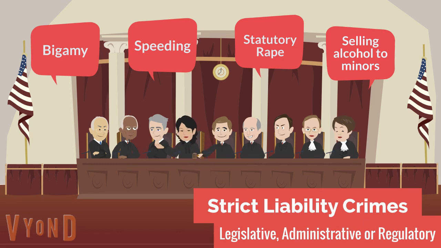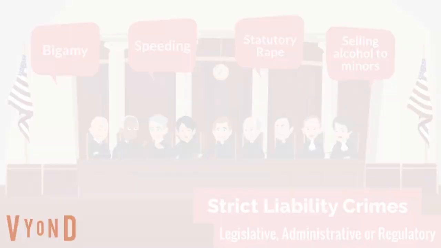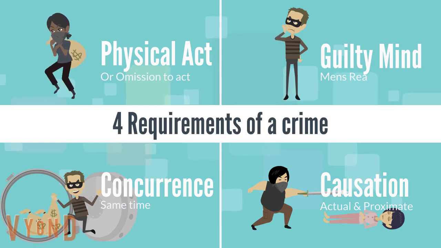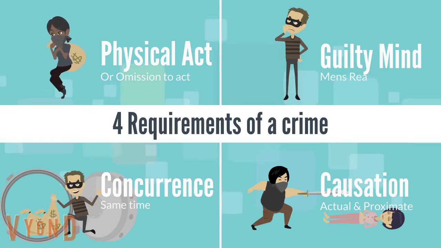Please note, the 4th requirement for a crime is that the act was the actual and proximate cause of the harm, however causation will be covered separately. So a quick review will show that a crime requires a voluntary act, or an omission to act, a guilty mind, the requisite intent, concurrence and causation. But let's get back to the physical act.